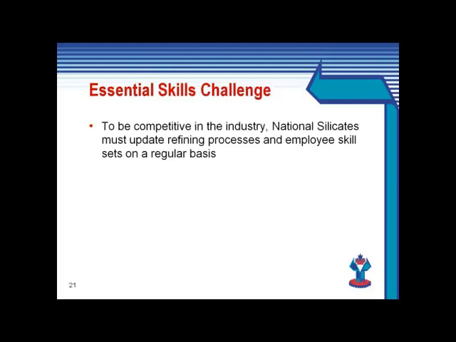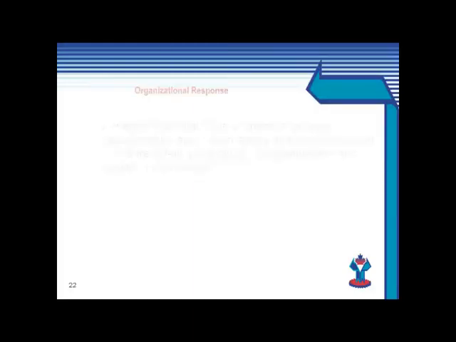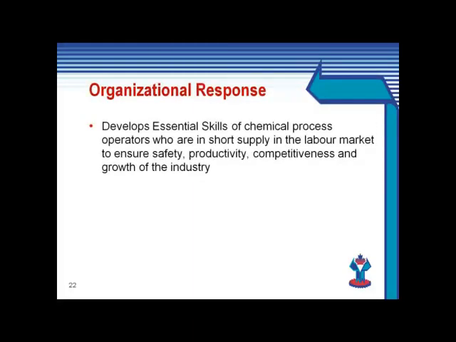National Silicates operates a highly specialized environment requiring strong technical skills. To be competitive in the industry, it must update refining processes and employee skill sets on a regular basis. National Silicates develops essential skills in order to recruit, build, and retain a category of workers known as chemical process operators, who are in short supply in the labor market, but whose skills are crucial in ensuring safety, productivity, competitiveness, and growth of the industry.